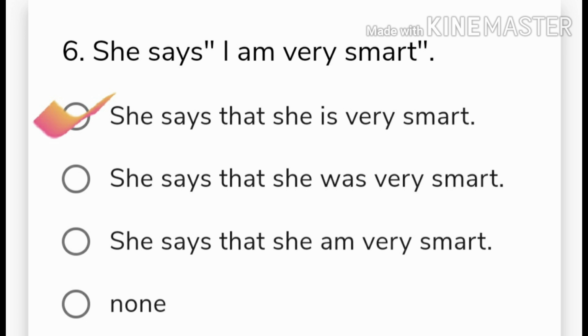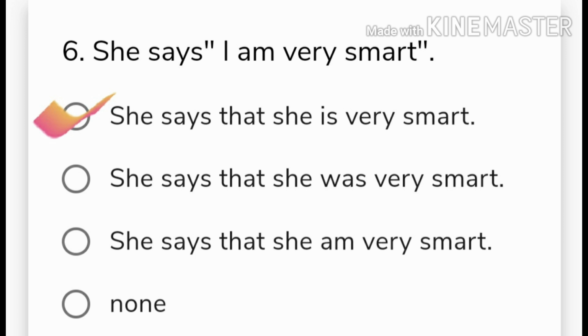Okay, now see the options. She says that, instead of inverted commas we will write that. She says that she. Why are we writing she here? Because I, first person, is changed according to the subject. The subject is she. So we will write she says that she is very smart. So number 1 is correct.